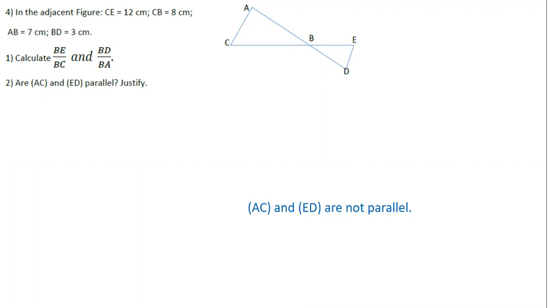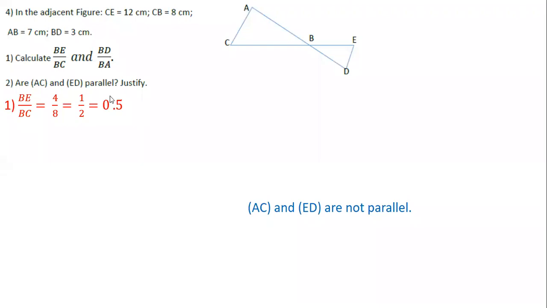BC is 8. So 4/8, always we should reduce the ratio. We reduce by 4, so we get 1/2, which is 0.5. So the ratio BE over BC equals 0.5. Okay, Mariam? Okay.